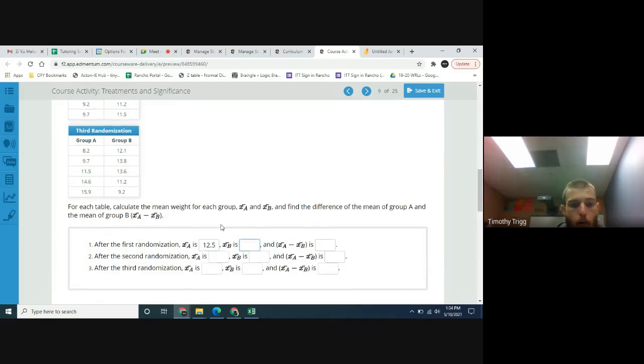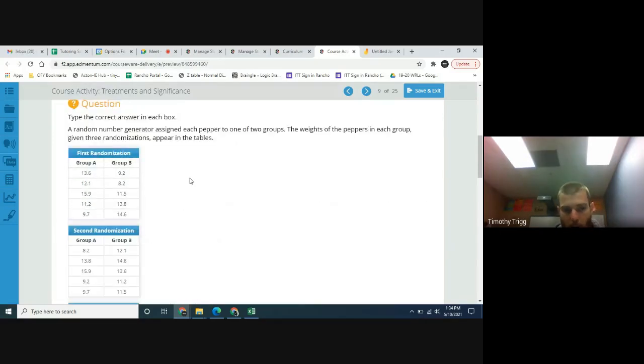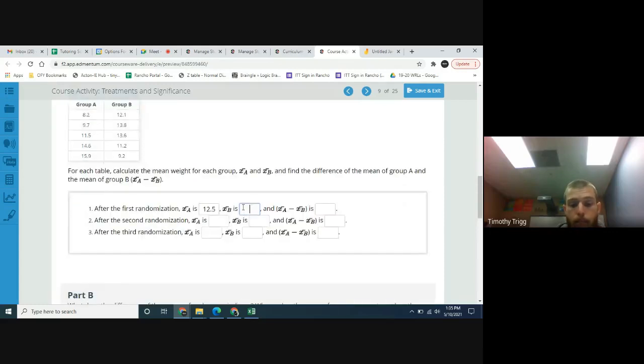Let's do the same for group B in this first randomization. So let's go and add those together. 9.2 plus 8.2 plus 11.5 plus 13.8 plus 14.6. Okay, got 57.3. Again, I want to find the mean, so I divide by how many there are. In this case, dividing by 5, 11.46.